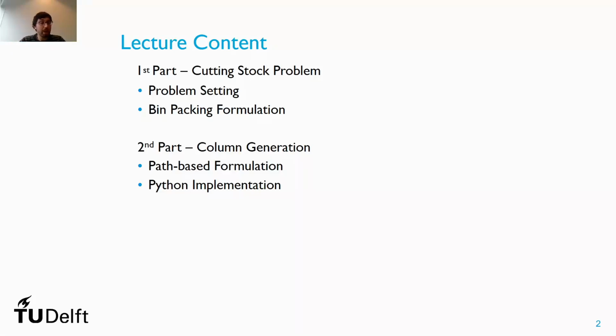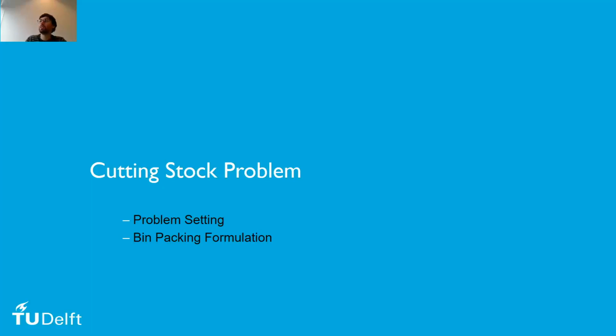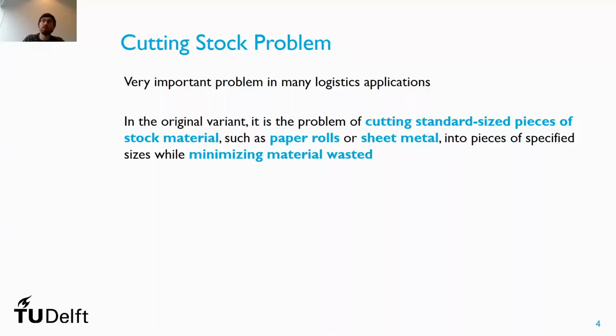I will describe a bin packing formulation. I will just give you the formulation without solving it explicitly. And then in the second part, we'll have column generation, so a path-based formulation as expected. And I will also be showing you a Python implementation. So without further ado, let's start with the first part of the video.